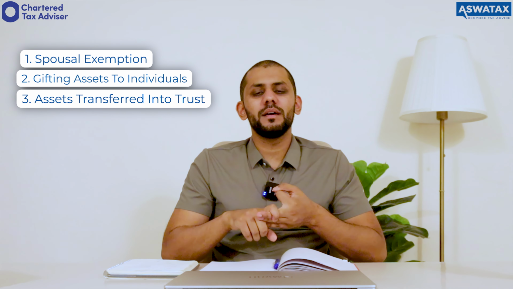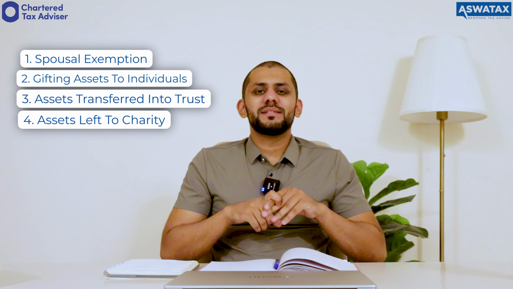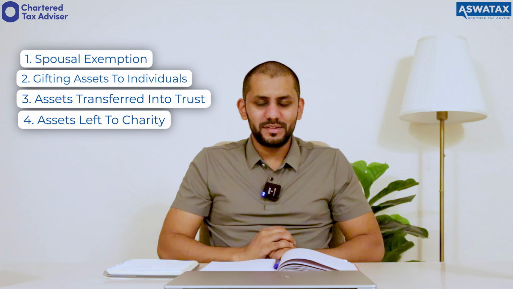I hope you found that beneficial. I hope you found that useful. 4 ways to reduce your inheritance tax bill, which we discussed. Number 1 is the spousal exemption. Number 2 is any gifts, so potentially exempt transfers, you have to survive 7 years. Number 3 is transfers into a trust, a chargeable lifetime transfer. And number 4 was assets left to charity.